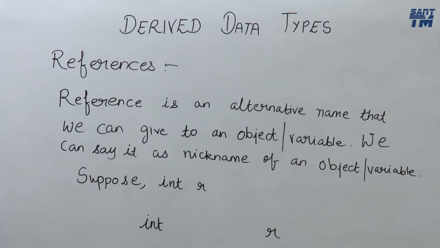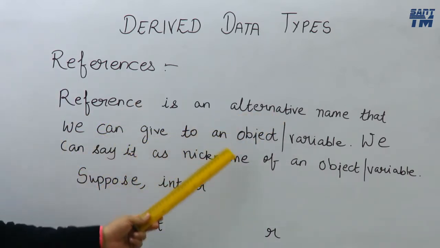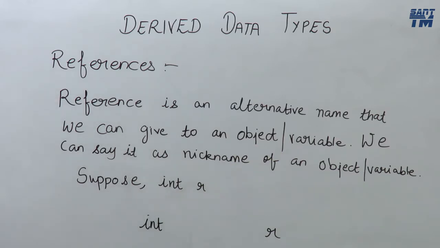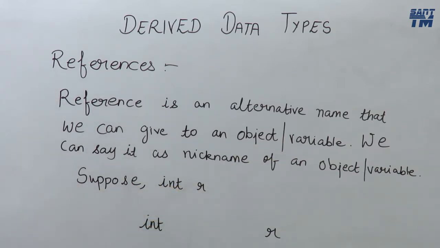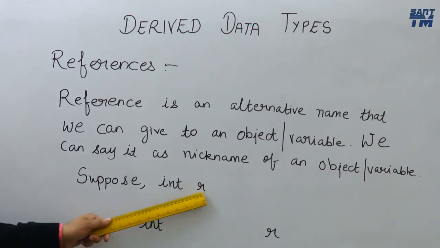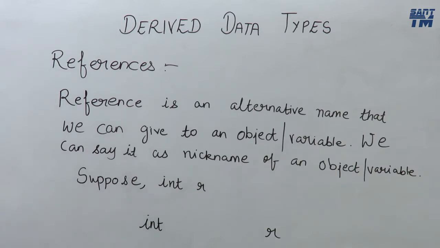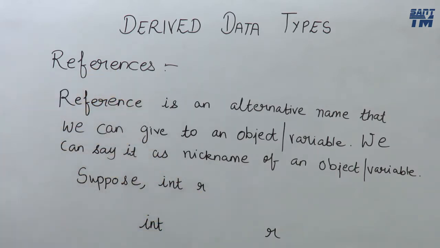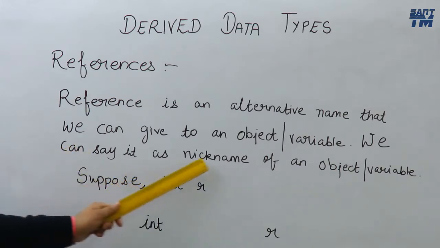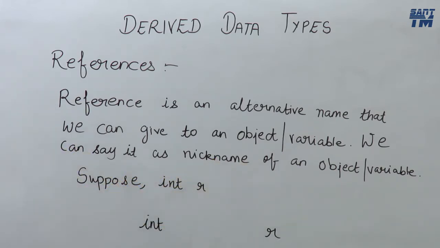References are also derived data types in C++. A reference means an alternative name that we can give to an object or variable. Suppose I have declared a variable r of integer type and I want to give an alternative name to r. I want to call r by another name, say radius. I want to give another name radius to r. So I will use the references derived data type. We can say it is a nickname of an object or variable.